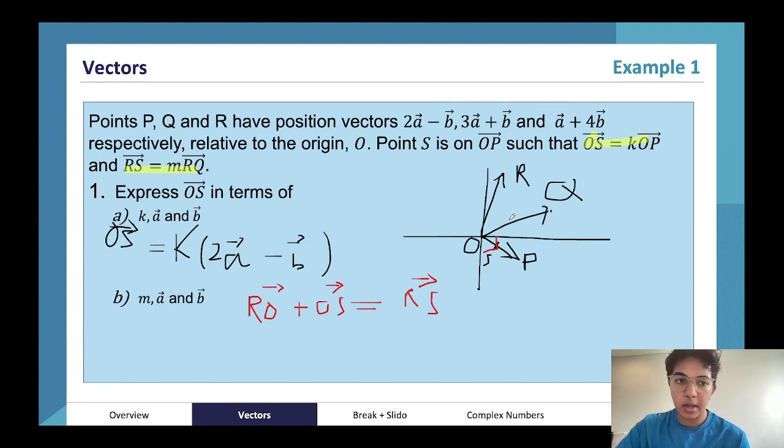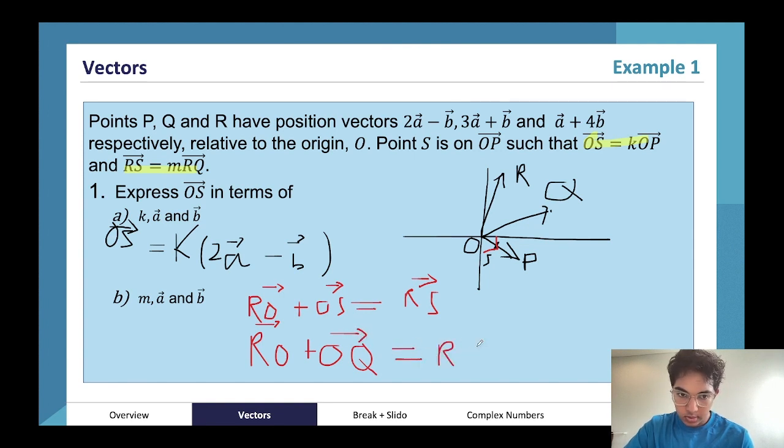We can calculate RQ relatively easily as well. RQ is just going to be, again, RO and then OQ. So RO plus OQ. And that's going to give me RQ. Yep.